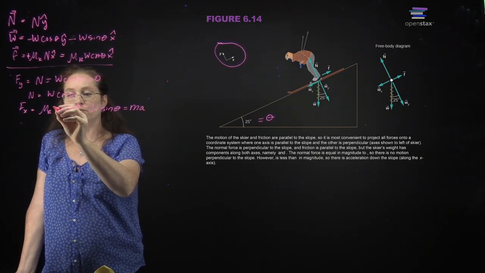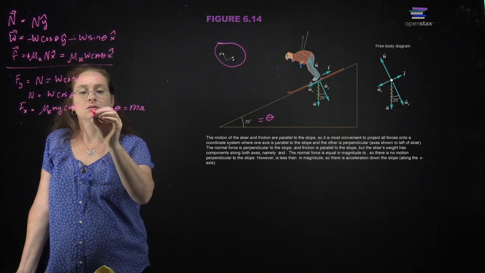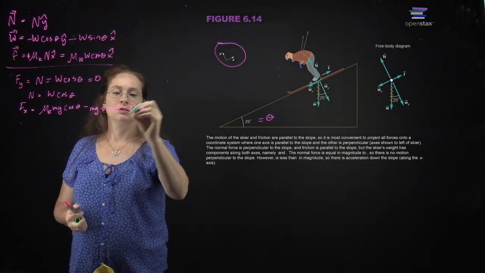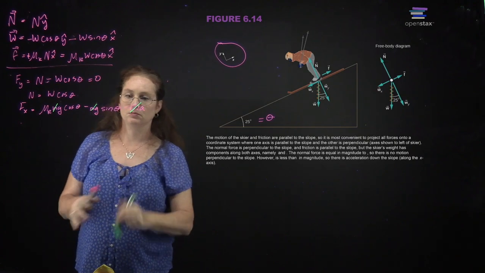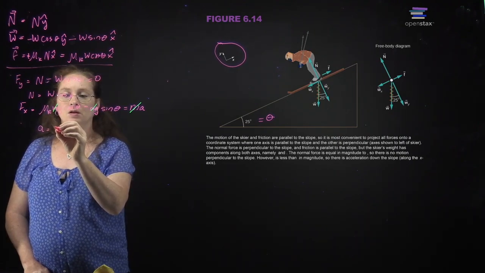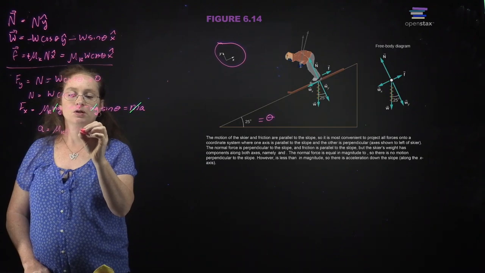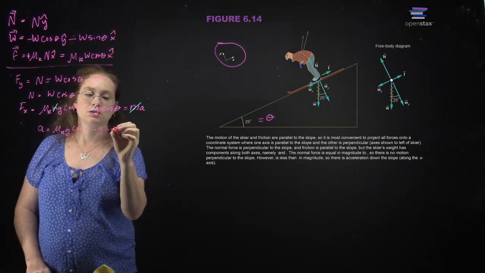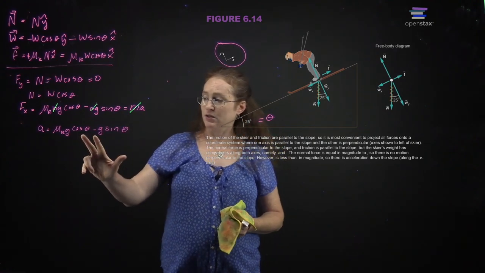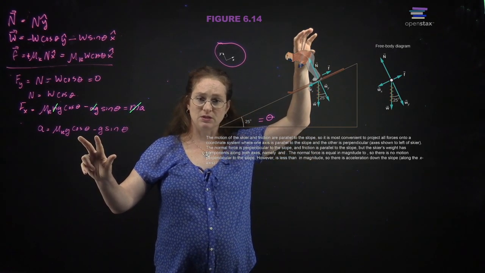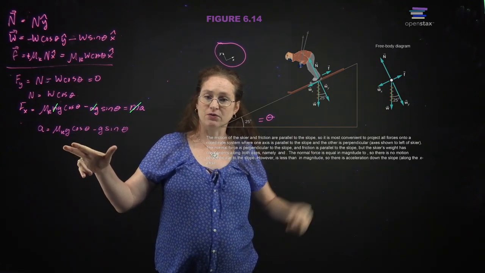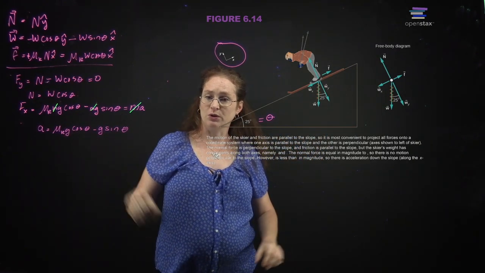I'm going to replace my w's by mg. Now, solving for my acceleration, I get that my acceleration is equal to mu sub k g cosine theta minus g sine theta. If I switch my coordinate system so that instead of x being positive up the hill, x is positive down the hill, then this switches sign. If instead of going down the hill, I'm going up the hill, this term only switches sign.